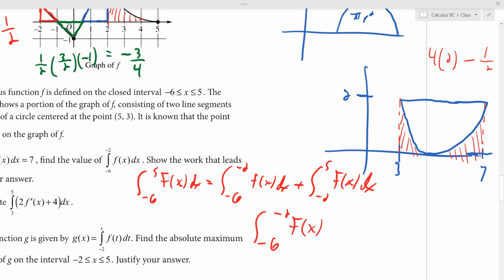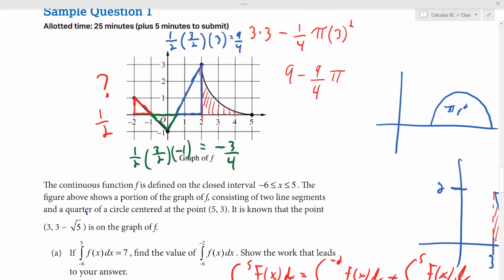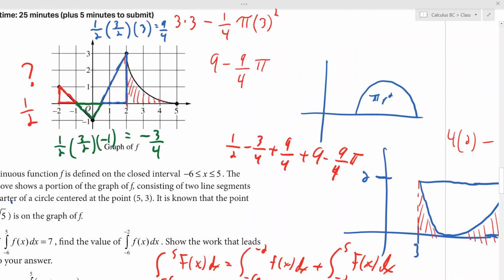So that's just staying there. But the integral from -2 to 5 is just all those areas I found already added up. So that's 1/2. I'll do it up here. Minus 3/4 plus 9/4 plus 9 minus 9/4 pi. And they give you that 9/4 pi there to make it look a little weird, but that's not too bad.